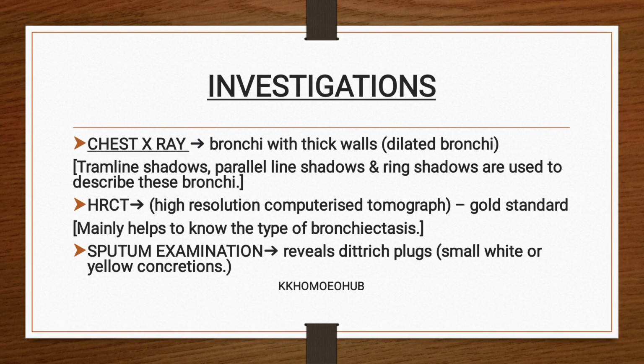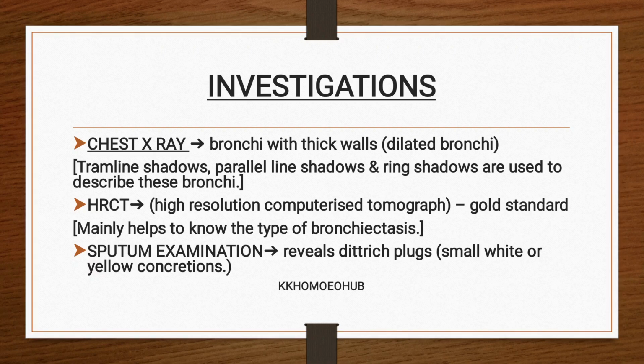Investigations for bronchiectasis. On chest X-ray examination, bronchi with thick walls, that is dilated bronchi, as I have earlier explained, bronchial hypertrophy. So on X-ray we can see tramline shadows, parallel line shadows, and ring shadows which are used to describe these bronchi. Tramline shadows are nothing but the short arrows, then ring shadows are nothing but the long arrows we are seeing on the bronchi.